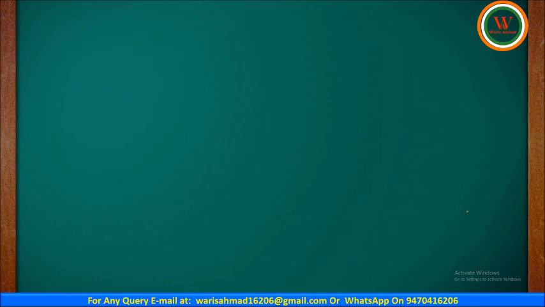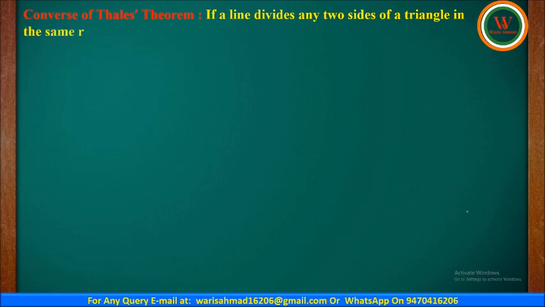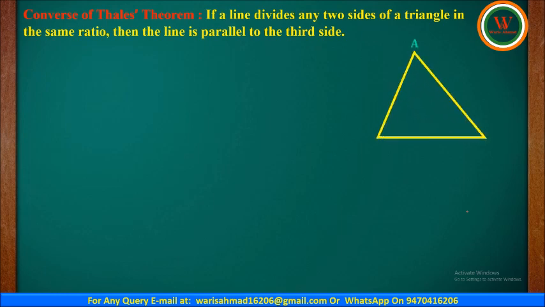Let us see the statement of converse of Thales theorem. If a line divides any two sides of a triangle in the same ratio, then the line is parallel to the third side. So, according to this theorem, suppose we are having a triangle ABC and suppose this is line L. This line L intersects AB at point D and AC at point E. Then the ratio of AD upon DB will be equal to AE upon EC.